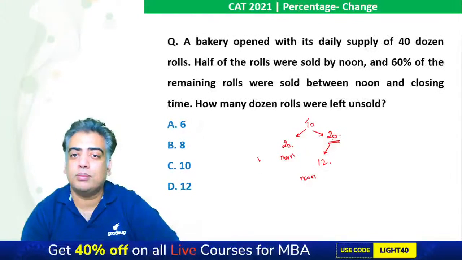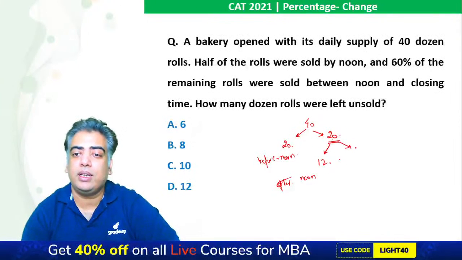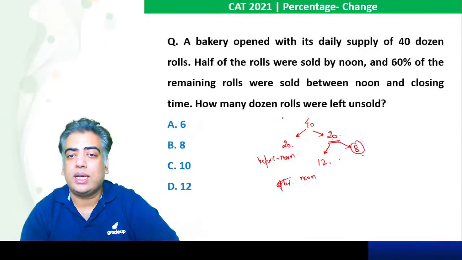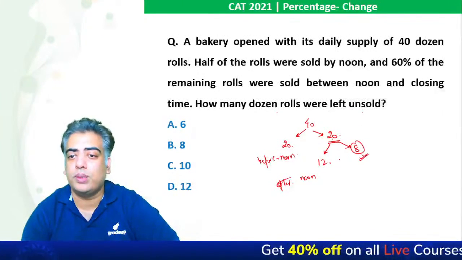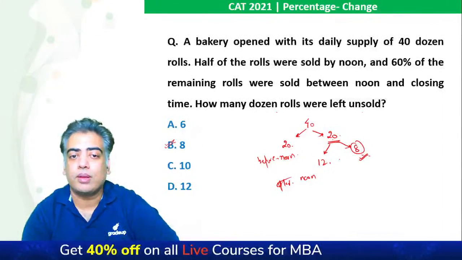Right. So this is before noon, right? And this is afternoon up to closing time, right? So remaining will be 8 then. So he says how many dozen rolls were left unsold. So guys, answer comes out to be 8, which is option B.